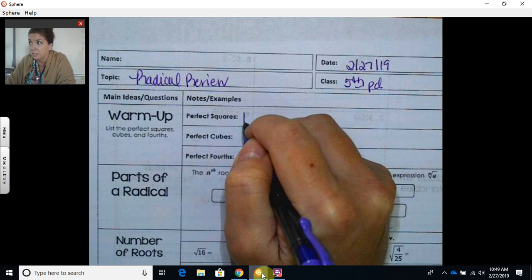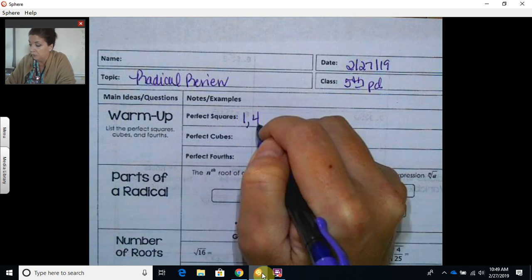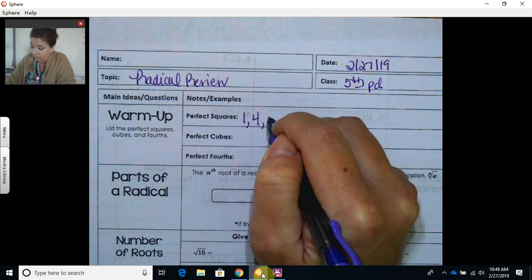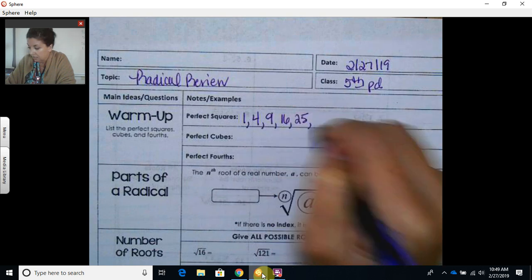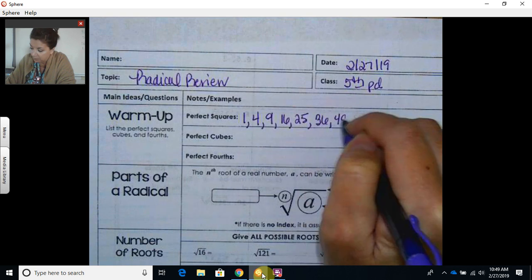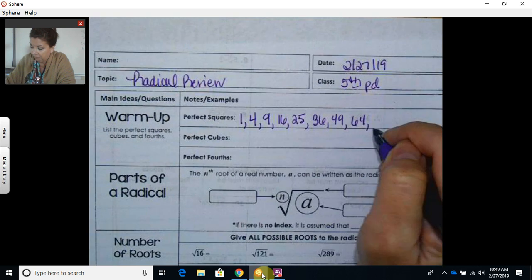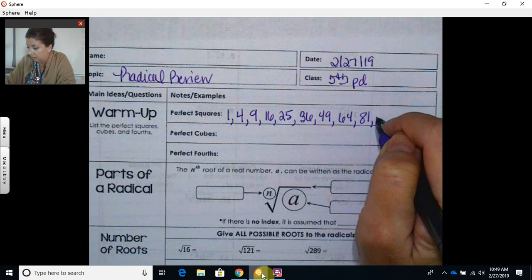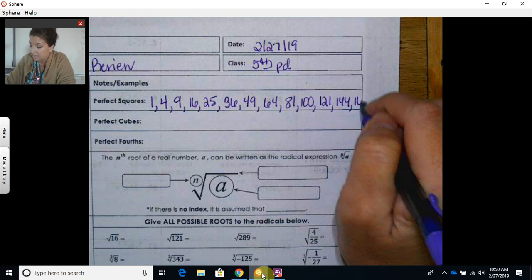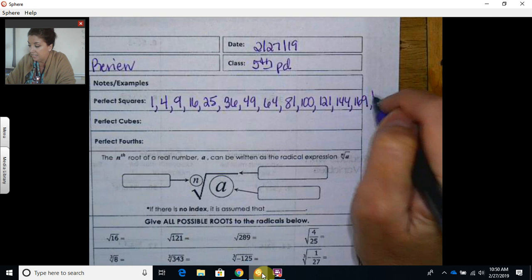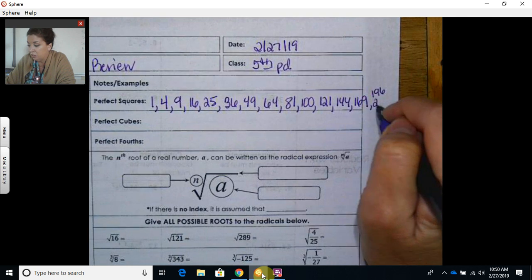What's 2 times 2? 4 is a perfect square. What's its square root? What's 3 times 3? 9. 4 times 4? 5 times 5? 6 times 6? 7 times 7? 8 times 8? 9 times 9? 10 times 10? 11 times 11? 121. 12 times 12? 144. 13 times 13? 169. 14 times 14? 196. And 15 times 15? 225. You need to have all those memorized in your head.